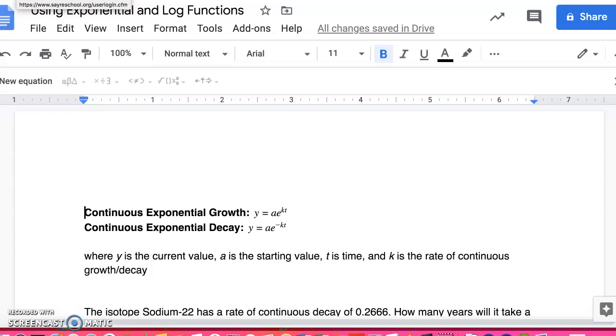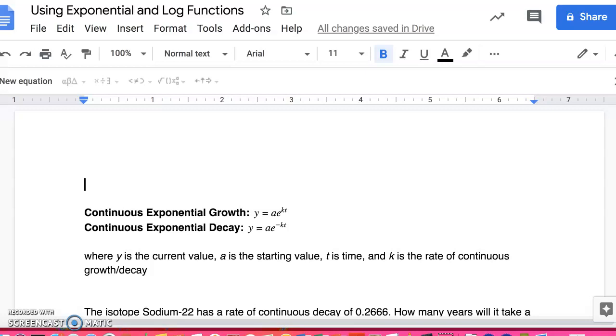Okay, so we're talking about some applications of exponential growth and decay, in particular continuous exponential growth and decay. And this is a little bit different than the other exponential equations that we did before. So the equations we did before would give you a percent of growth or something, like the population is growing by 3% per year or something like that.